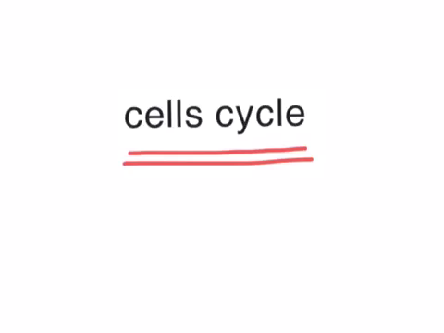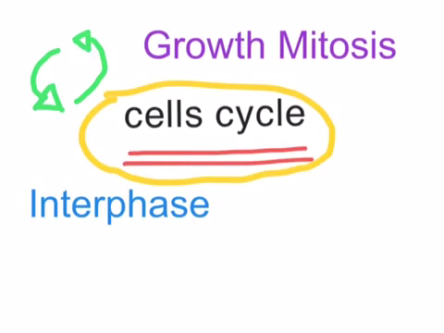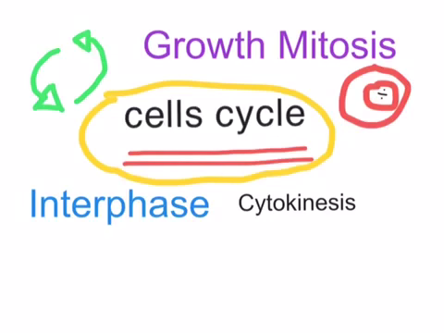Cell cycle. Today I'm going to talk about the cell cycle and how it works. The majority of cells go through a process of growth and division called the cell cycle, which is composed of interphase or growth, mitosis or nuclear division, and cytokinesis or cytoplasmic division.